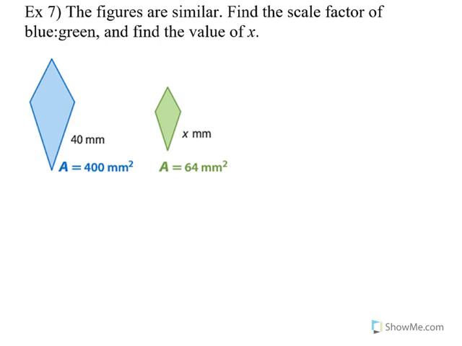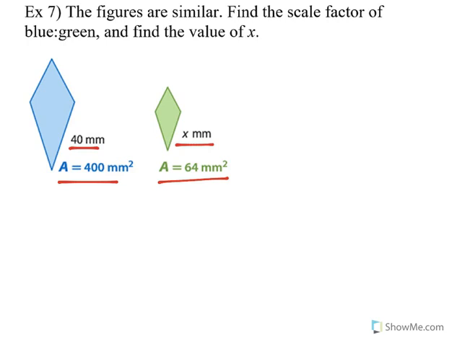Okay, and for our last example for the day, example 7 says the figures are similar. So they're giving you two figures. Find the scale factor of blue to green, so they're giving you the order, and find the value of X. In this case, this one's a little different because they're giving you both of the areas, and they're also giving you one side length but not the other. They're asking you to still find the scale factor.